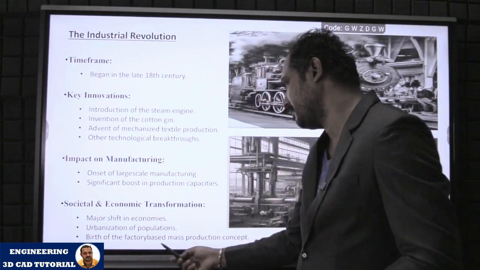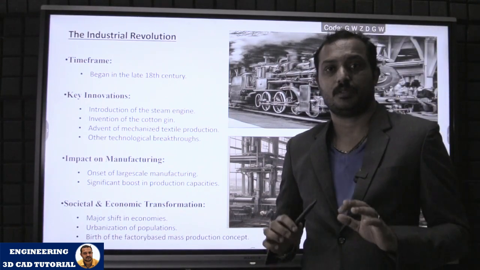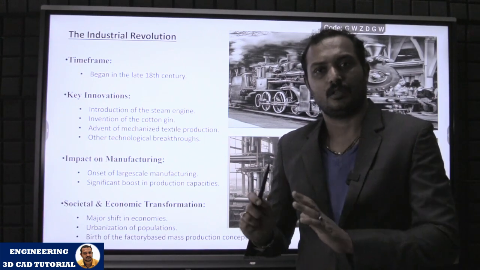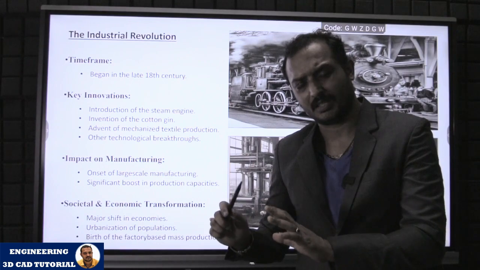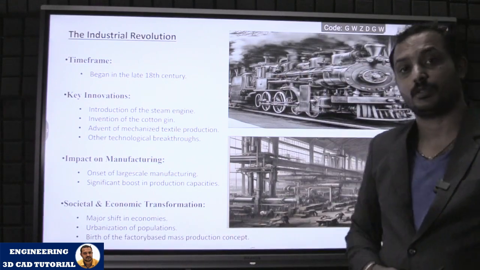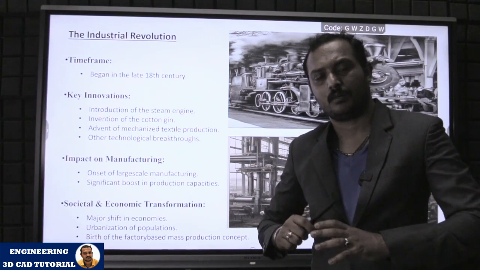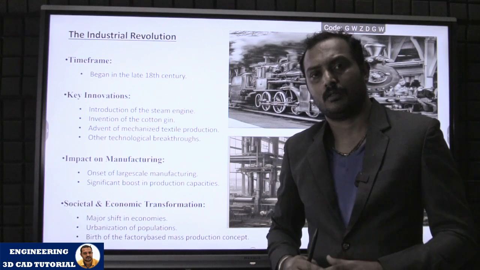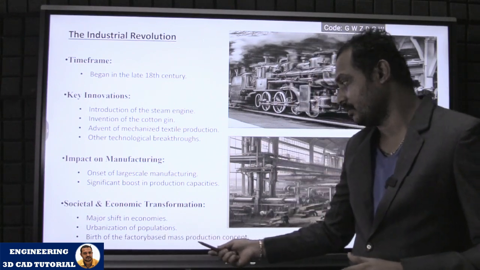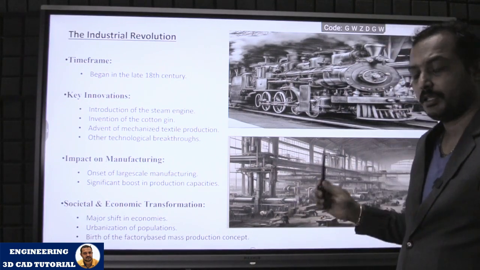So birth of the factory based mass production concepts. I told earlier, if a person is good at certain skills, he can produce a certain amount of products. But once factory based mass production started, the skills are multiplied, and in certain cases the semi skilled people can work and they can produce the products. So this has been started.